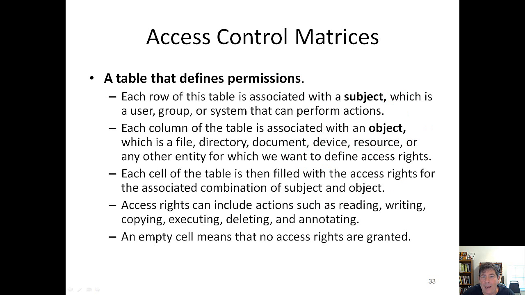So we have this idea called access control matrices. This is a table similar to an Excel spreadsheet that defines permissions. Each row of the table is associated with a subject, which is a user, group, or system that can perform actions. Each column of the table is associated with an object, which is a file, directory, document, device, resource, or any other entity for which we want to define access rights. Each cell of the table is then filled with the access rights for the associated combination of subject and object. Access rights can include actions such as reading, writing, copying, executing, deleting, and annotating. An empty cell means that no access rights have been granted.